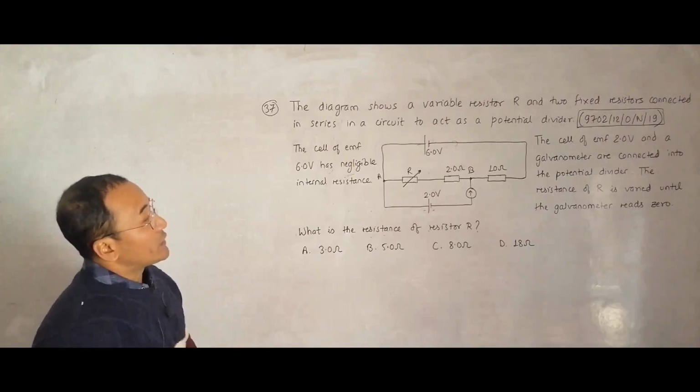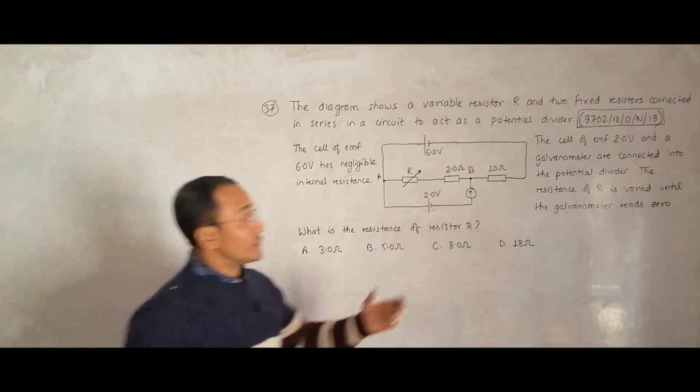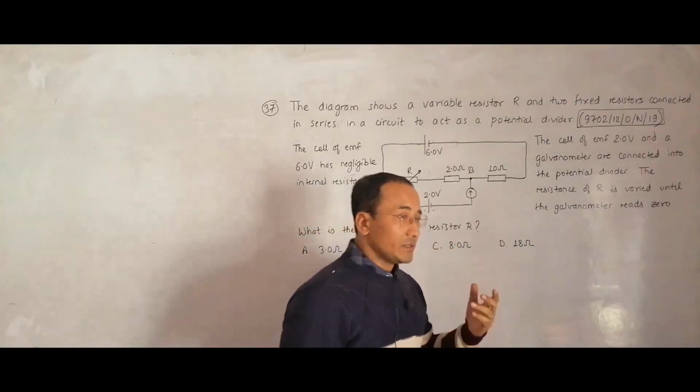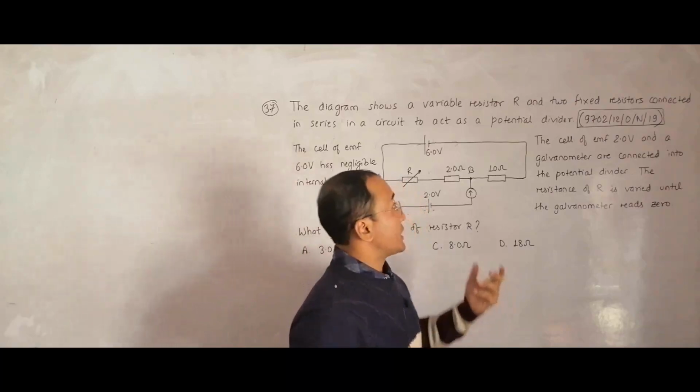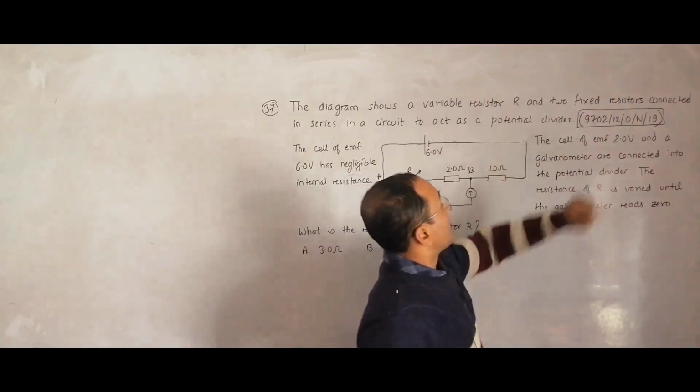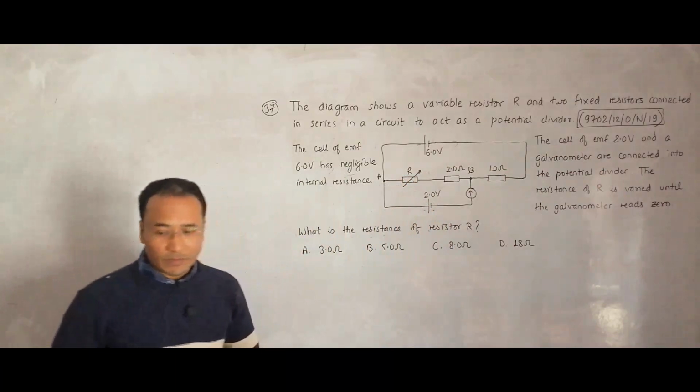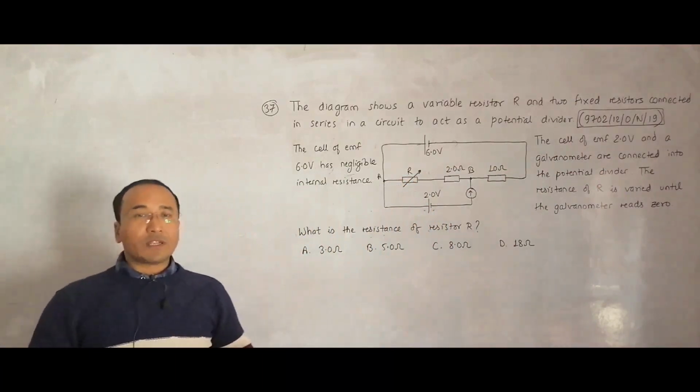This time I have come with a question from October-November 2019, the recently concluded exams whose results have just been declared. It is Paper 1-2, question number 37, and it is concerned with the chapter current electricity.